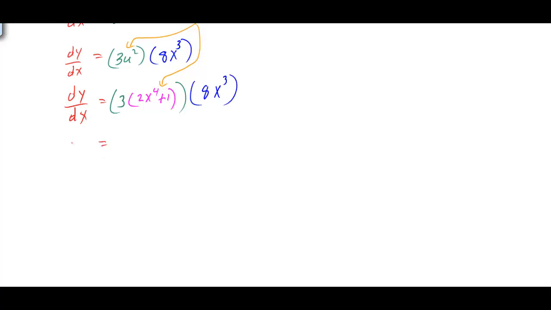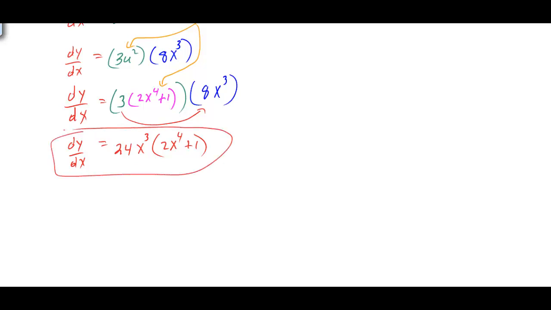So from here we can simplify the expression, and we can do that by simply multiplying. We could distribute the 3, but before we do that, I'm going to take the 3 here and multiply 3 times 8, and we would end up with 24x cubed multiplied by 2x to the fourth plus 1. At this point, if you wanted, you could distribute this, but in this situation I'm going to go ahead and leave this in factored form. So there's our derivative dy dx.